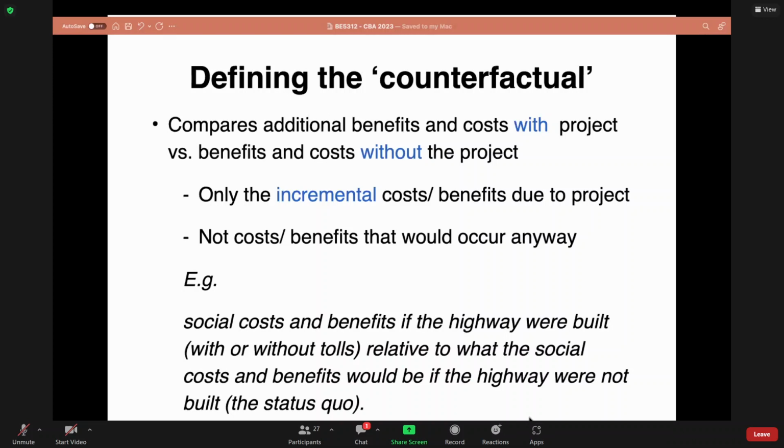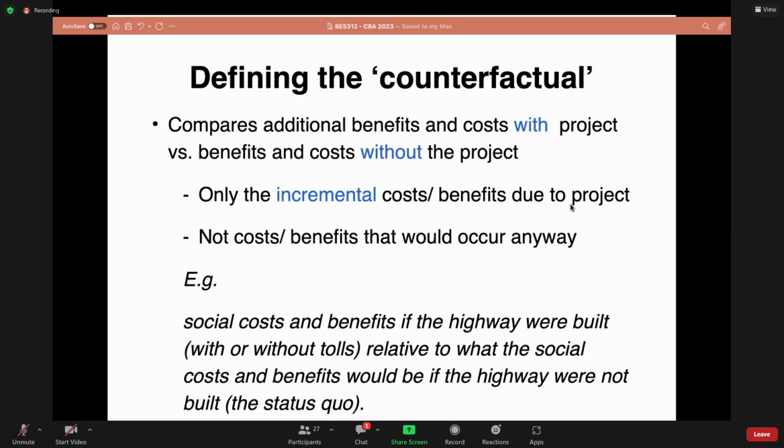So when you're comparing additional benefits and costs, why we are defining the counterfactual is that when we are doing a CPA, we are comparing additional benefits and costs that we get with the project compared to the without the project scenario.